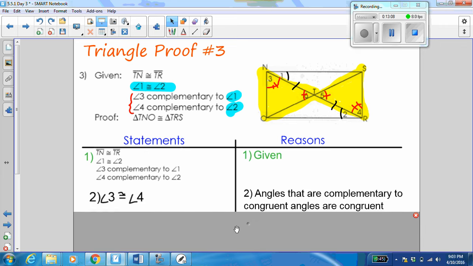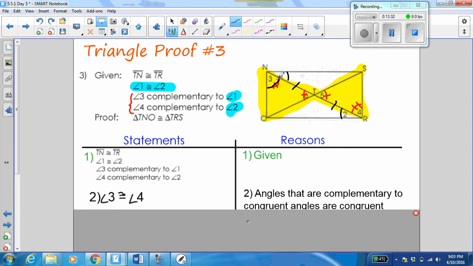So I'm going to say that angle 3 is congruent to angle 4 because angles that are complementary to congruent angles are congruent. Since angle 3 and angle 4 are complementary to angle 1 and angle 2, which we know are the same, angle 3 and angle 4 have to be equal to each other in order to add up to 90 degrees. So now that I said that, I'm going to mark angle 3 congruent to angle 4 in that black color, so I know it's in my proof. So again, I got angle, I got side. We need to get one more set of angles.